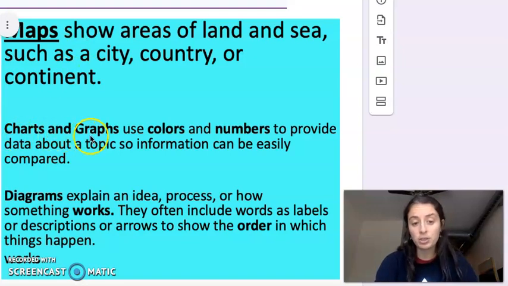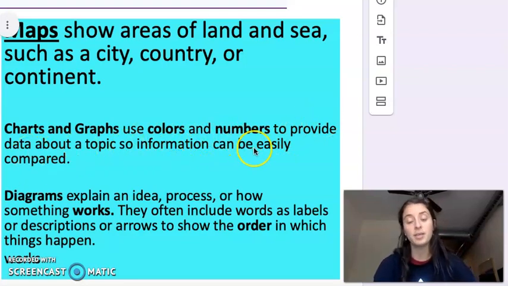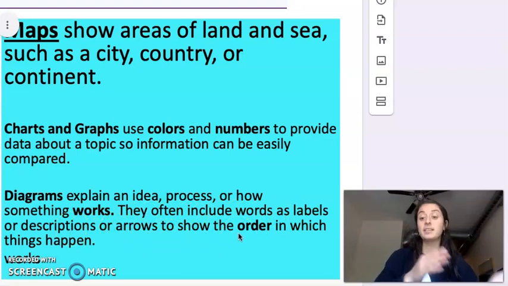But we also know that charts and graphs use colors and numbers to provide data about a topic so information can be easily compared and contrasted. And then diagrams explain an idea, process, or how something works. They often include words as labels or descriptions, or arrows to show the order in which things happen or things work.